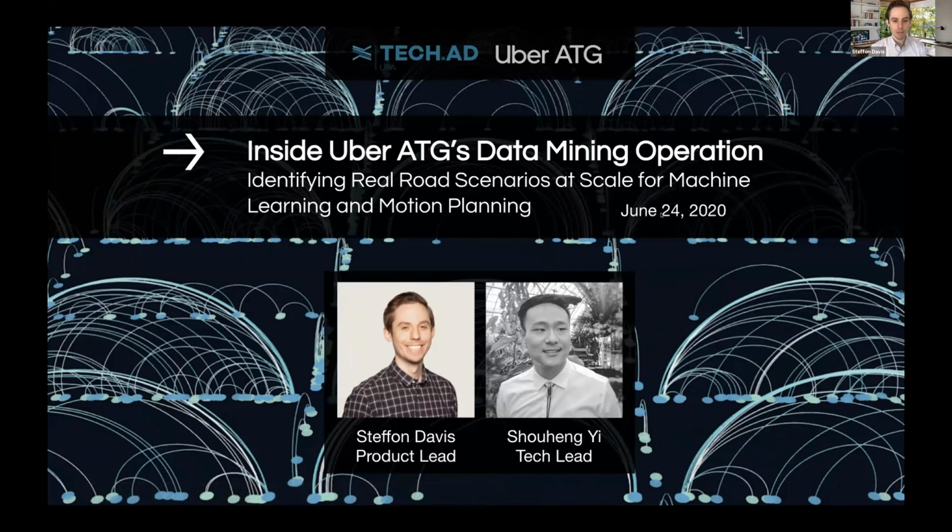So let's jump in. Hey everyone, my name is Steffon Davis. I'm the product lead for the data mining and analytics group at Uber Advanced Technologies. Hi, I'm Shouheng Yi. I'm the tech lead. And today we're going to be looking inside Uber ATG's data mining operation. Specifically, we're going to be looking at identifying real-world scenarios at scale for machine learning and motion planning.